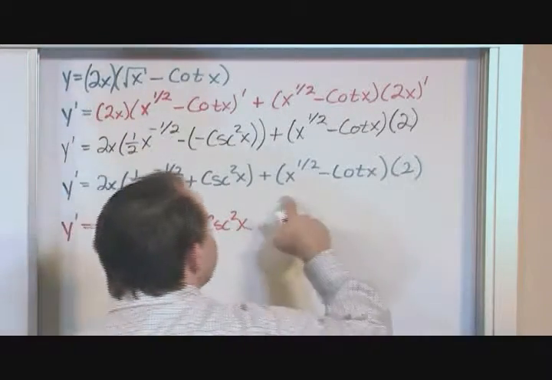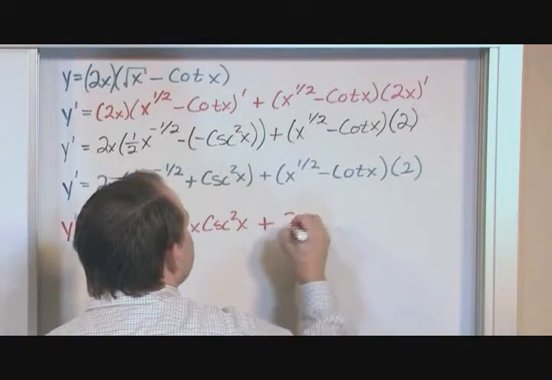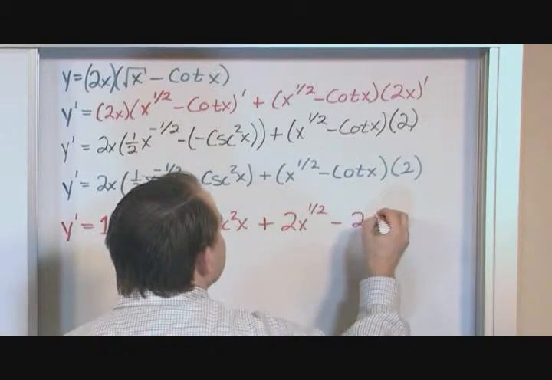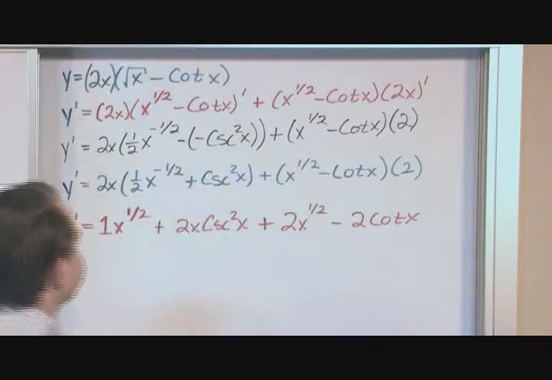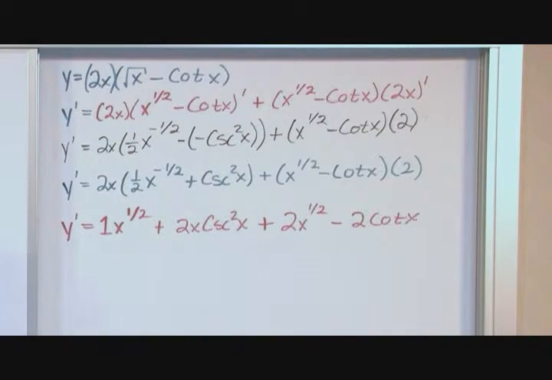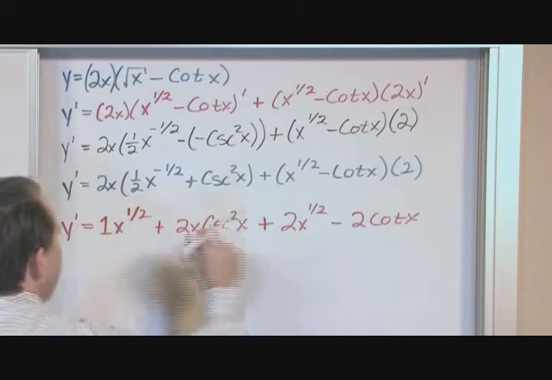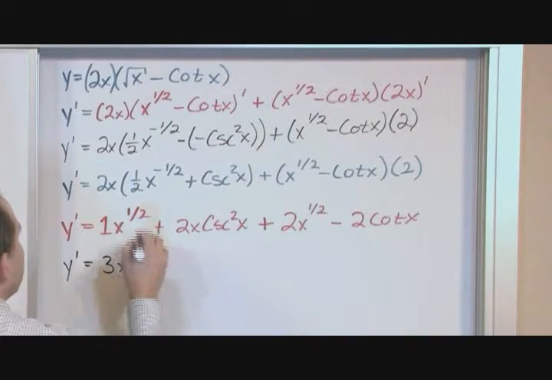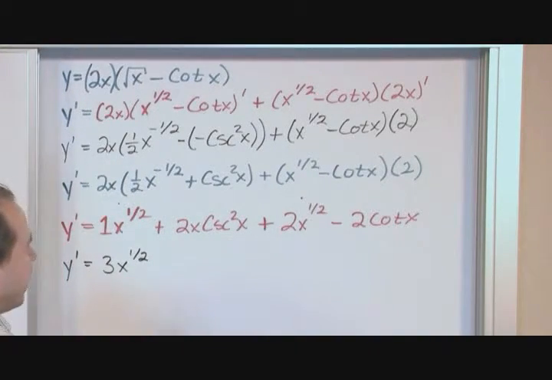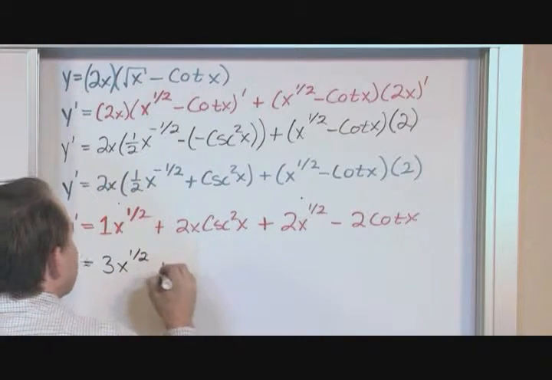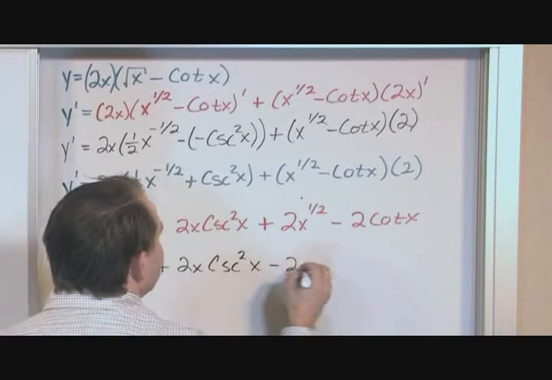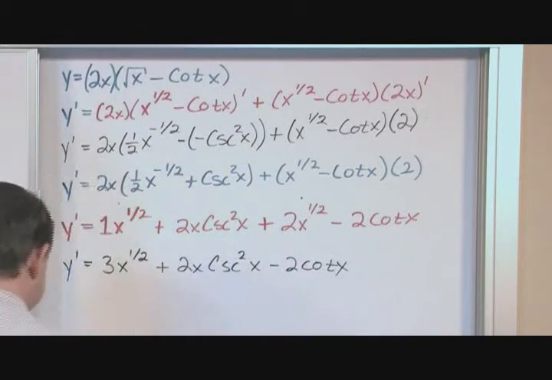The second term is going to be this multiplication. So I'm going to have plus 2x to the 1/2 minus this guy right here, 2 cotangent of x. All right? So now we just simply simplify, right? So we have x to the 1/2 plus 2x to the 1/2. So we add those together and we're going to get 3x to the 1/2. Dot over that, because I've handled those guys. These I can't really do much with, so I'm just going to leave them there. 2x cosecant squared x minus 2 cotangent of x.